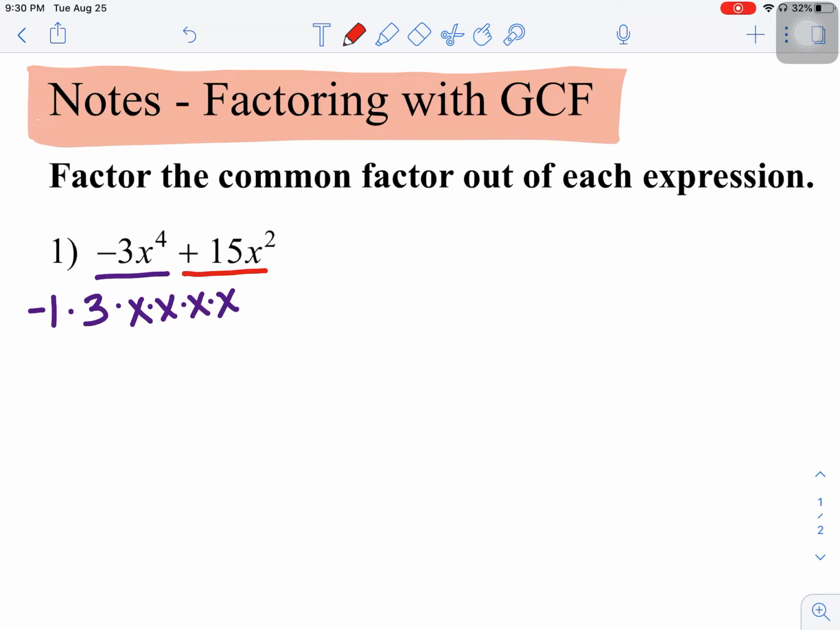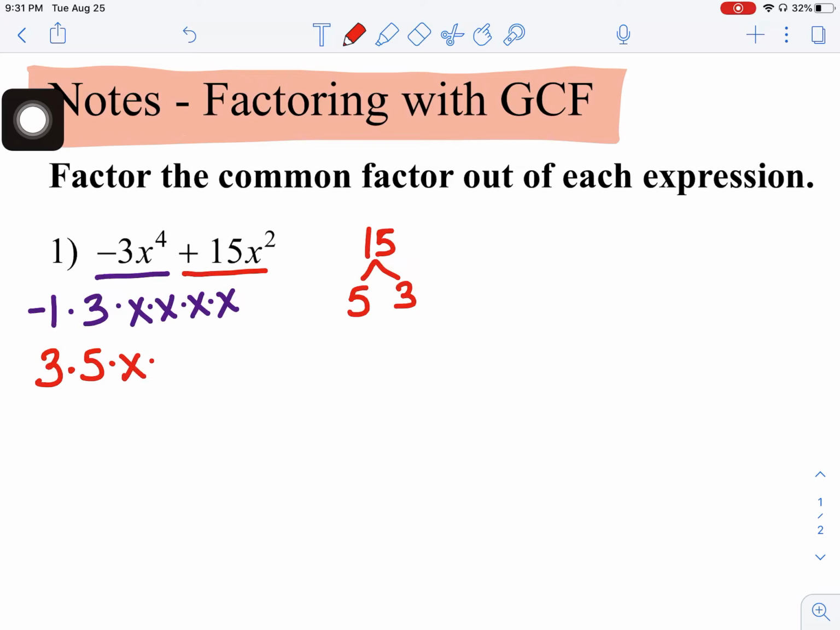If you remember this from different classes you've taken, a little factor tree, the only way you can break up a 15 is a 5 and a 3. Yes, you could use 15 and 1, but that's not terribly helpful because you want to break up the 15. So I've got 3 times 5, and then I have x squared here, which means I have 2 x's being multiplied together. So let's go ahead and remove that 15 there.